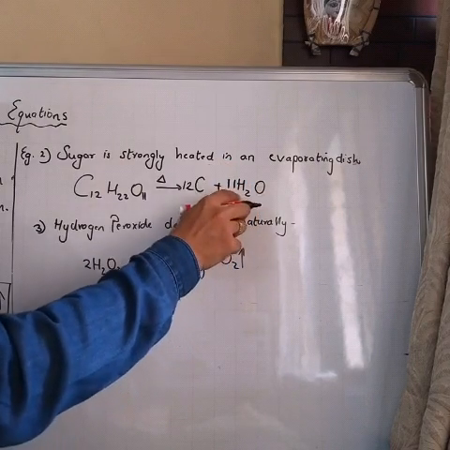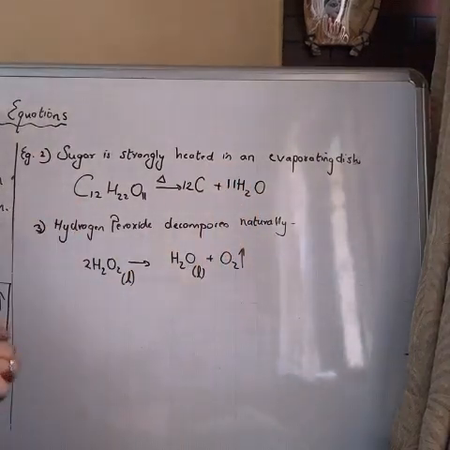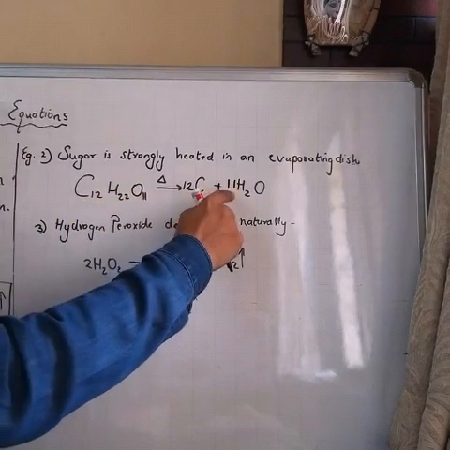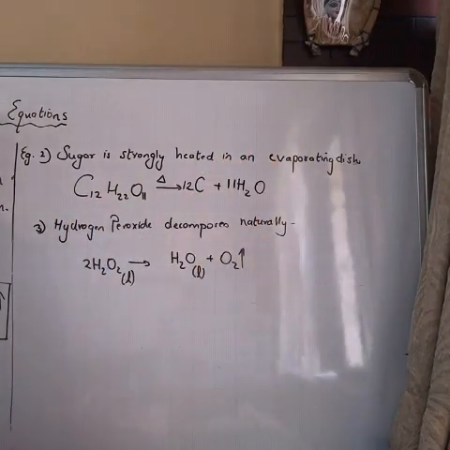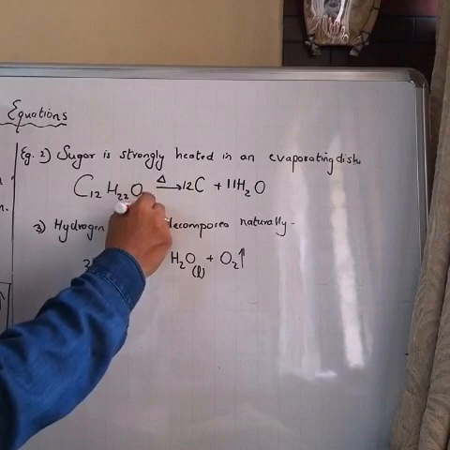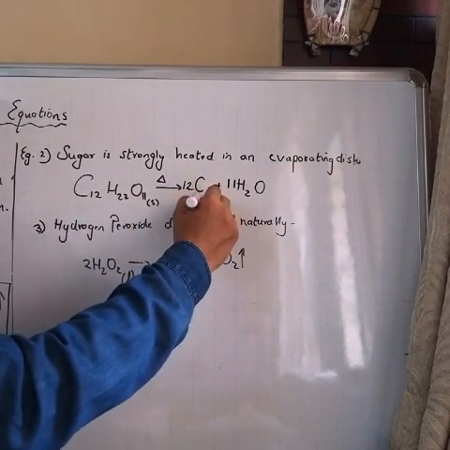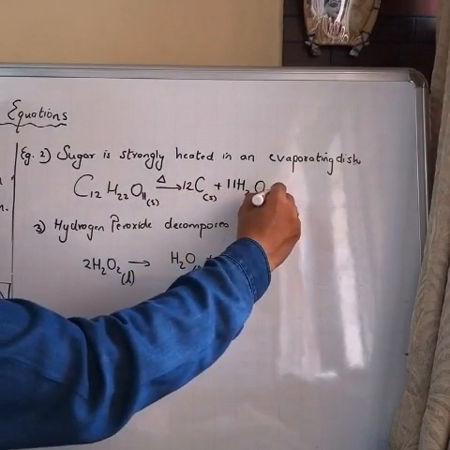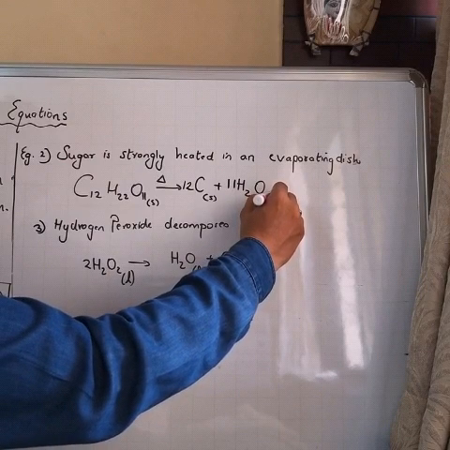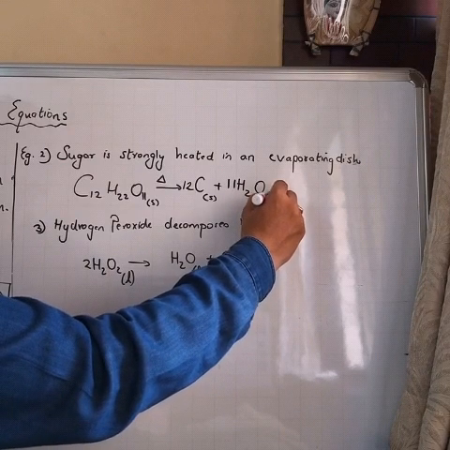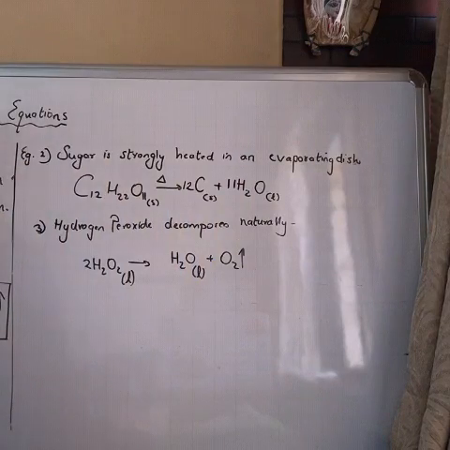So hydrogen becomes 22. Now talk about oxygen. Oxygen is 11 over here, and here it is 11. So the equation is balanced, okay. This is in solid state, this is in solid state, and this is in liquid state, okay.